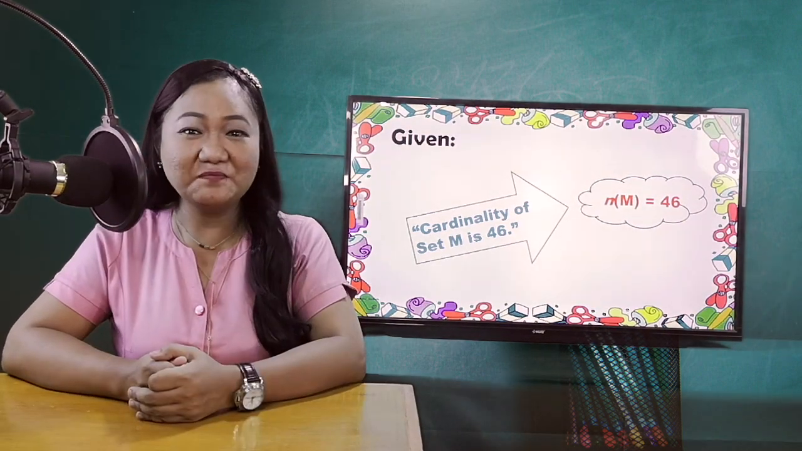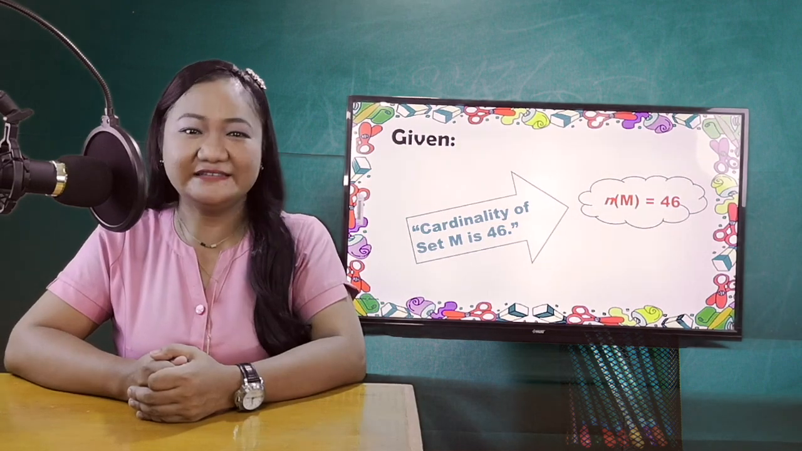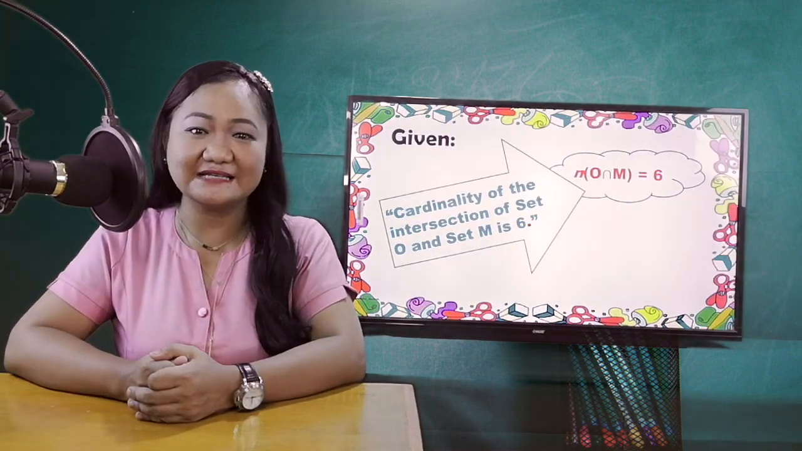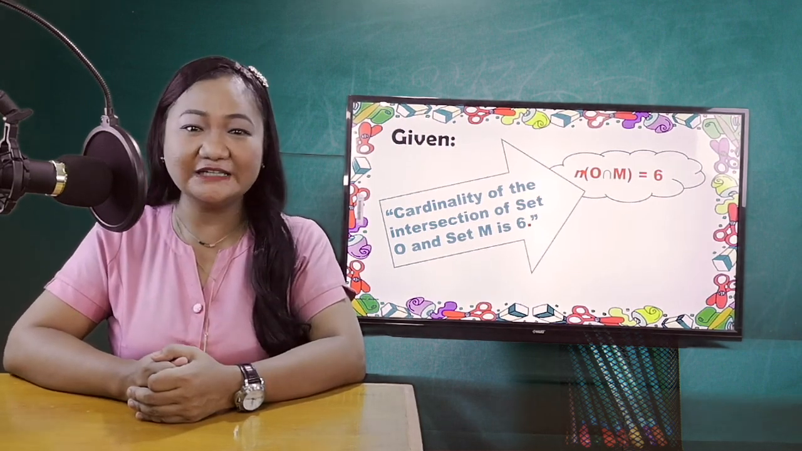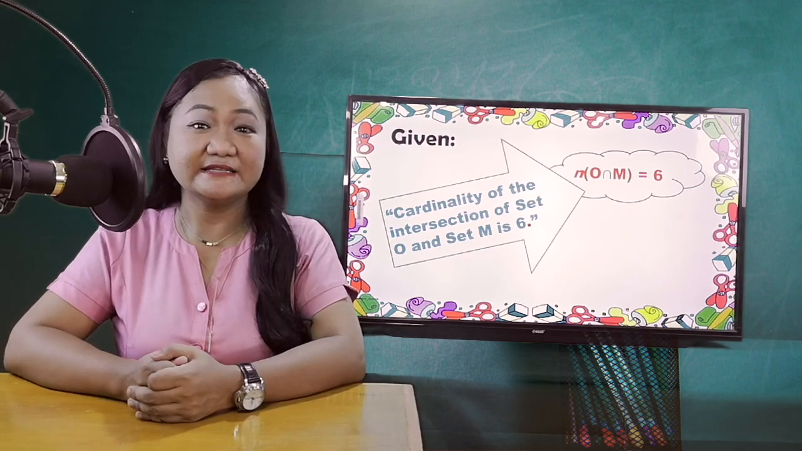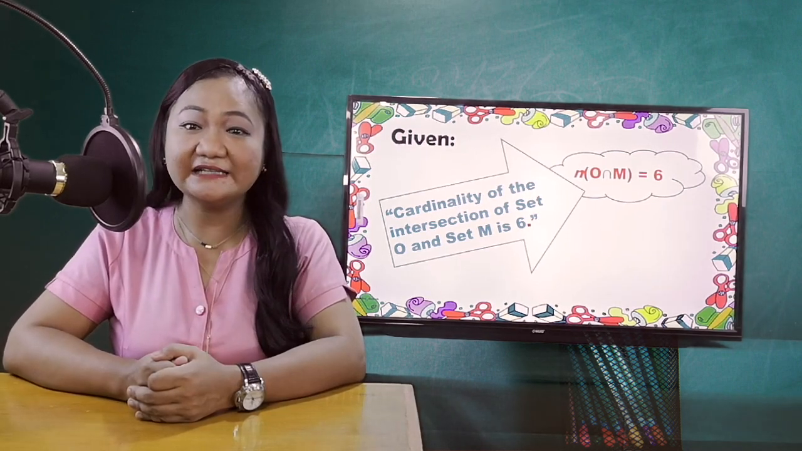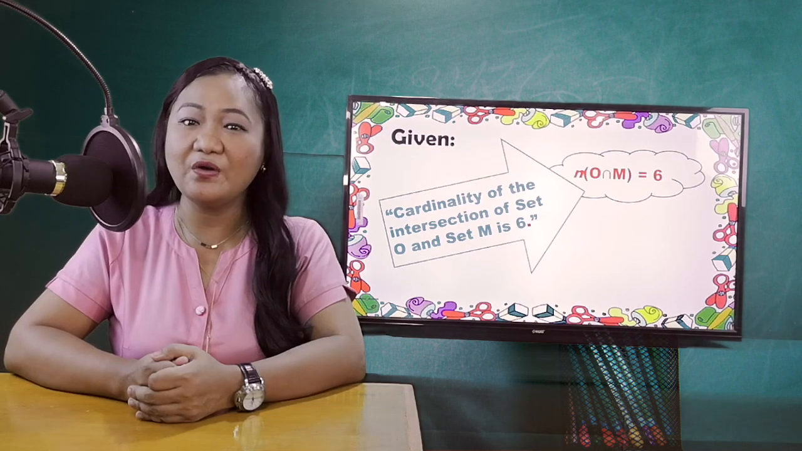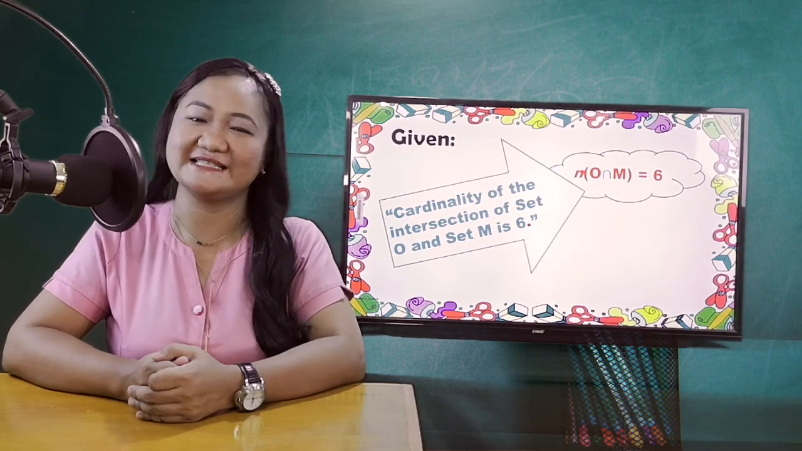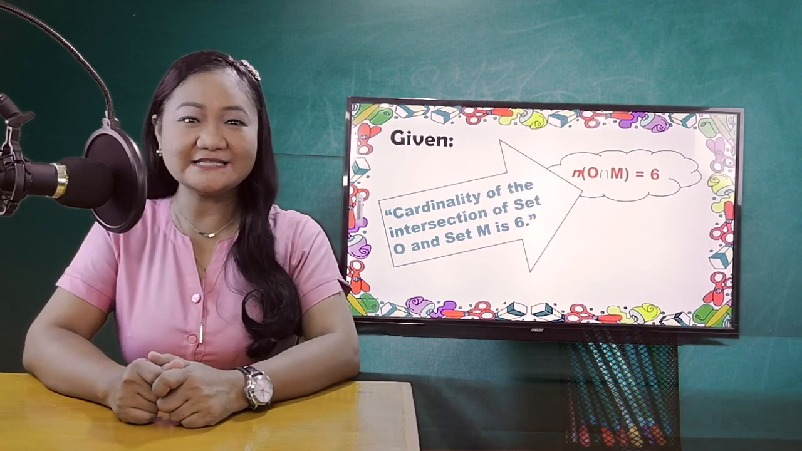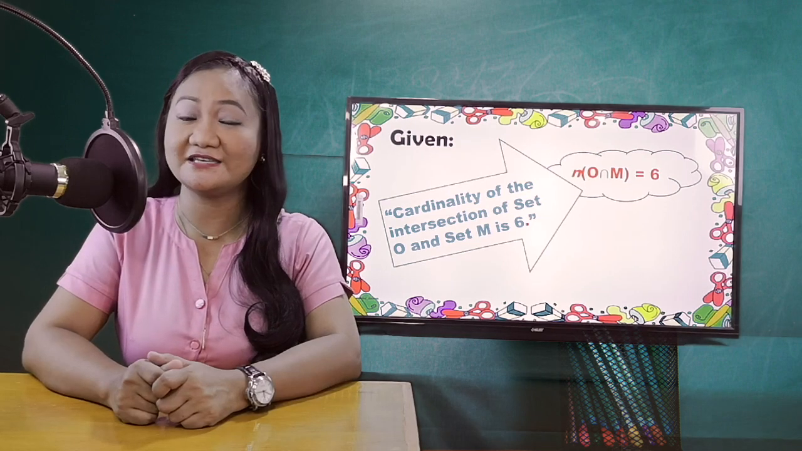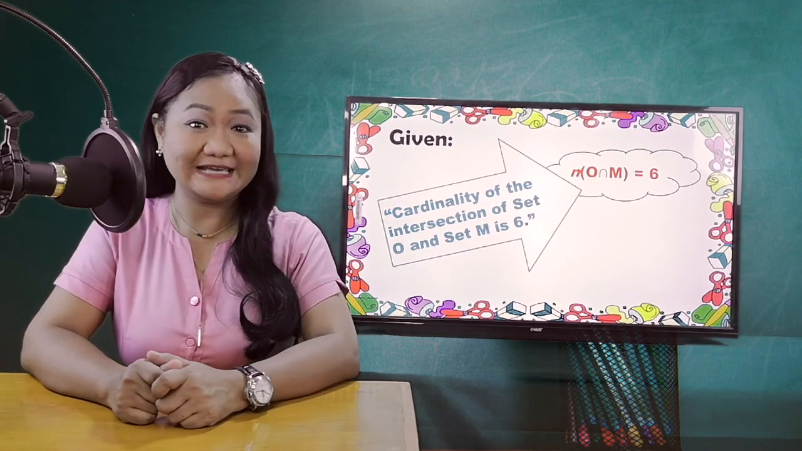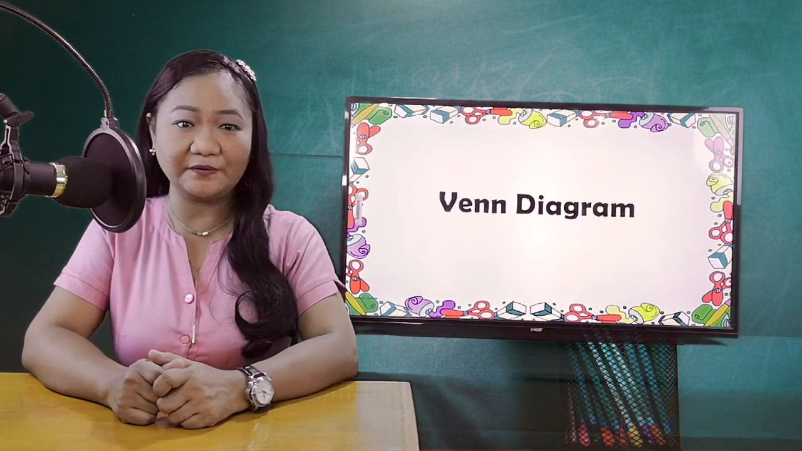So, are there more given data? Yes, that is 6. This is the cardinality of students who chose a combination of online and modular learning. In set notation, that is the cardinality of the intersection of set O and set M is 6. All right! After analyzing the problem by listing the given information, we are now ready to answer the given question. To do this, let us use the Venn diagram and apply the concepts of set operations that we have learned.